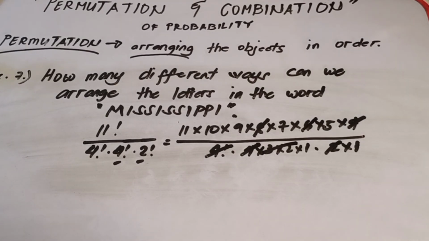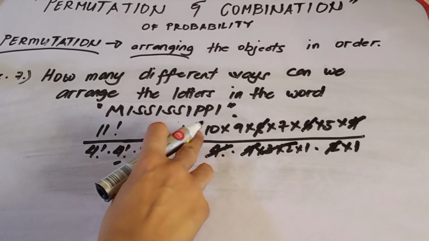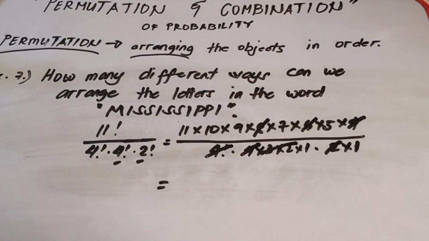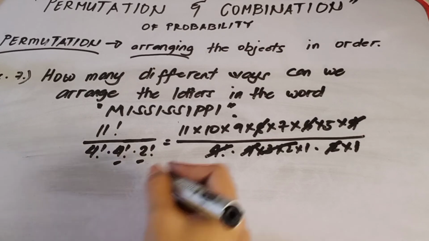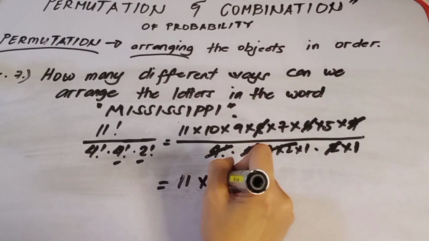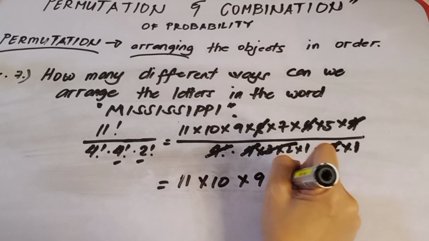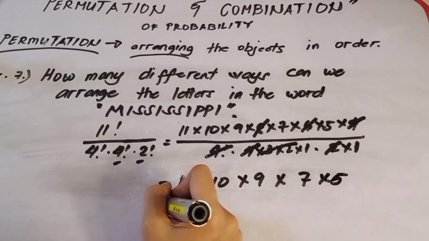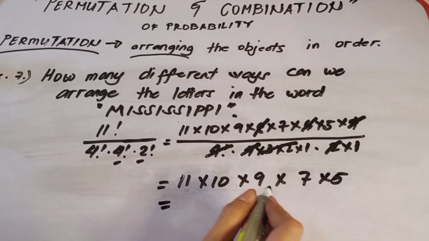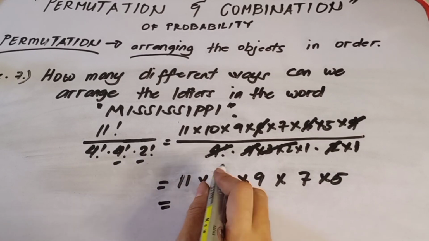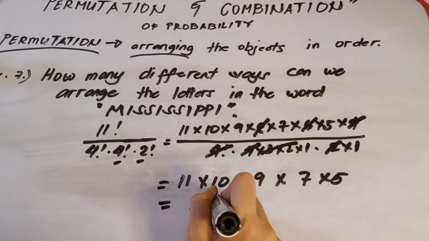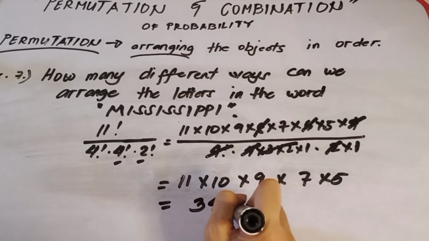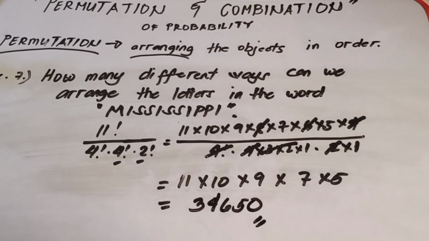So, wala nang natira. So, that is now 11 times 8. I'm sorry, 11 times 10 times 9 times 7 times 5. So, let's just write 11 times 10 times 9 times 7 times 5. Yan na lang yung natira. So, that is equals to, using our calculator, that is 34,650. So, this is now our final answer.